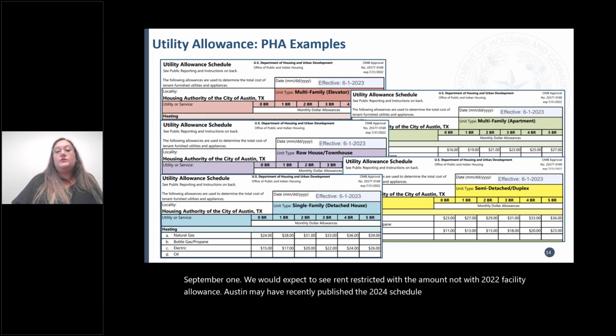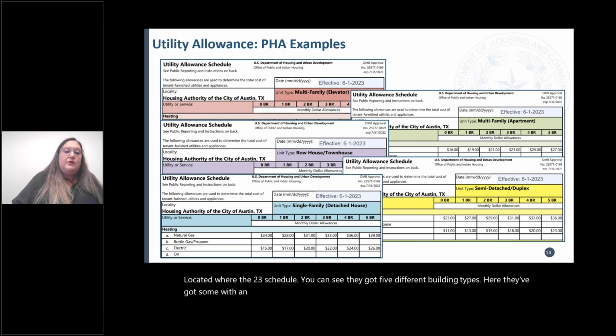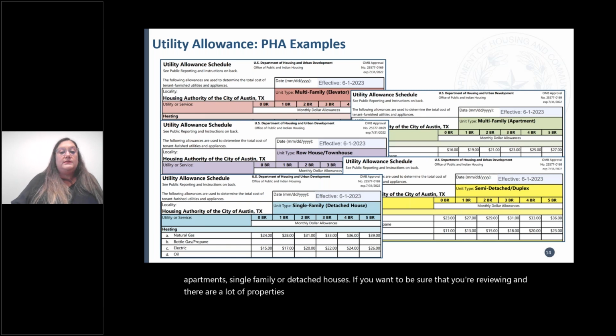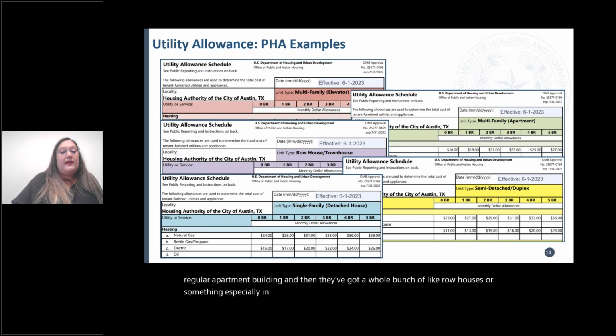I did not locate those. What I located were the 23 schedules. You can see they've got 5 different building types here. They've got some with an elevator, some that are duplexes, row house, townhouse, multifamily apartments, single family or detached houses. So you want to be sure that you're reviewing, and there are a lot of properties that have multiple building types. There are some that have a regular apartment building, and then they've got a whole bunch of row houses or something, especially at senior developments. We're seeing that a lot more now.